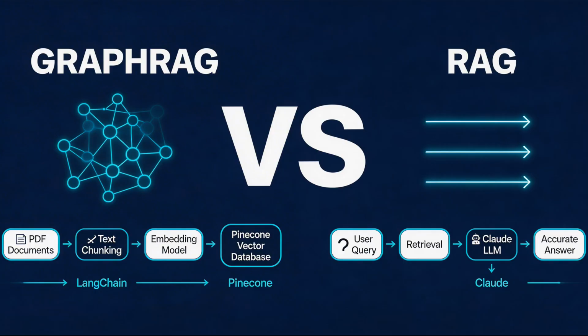Let's put it all together. The complete pipeline is about 50 lines of Python. First, load and chunk your documents. Second, embed and store them in Pinecone. Third, create a retrieval chain with Claude. Then just call invoke with any question.